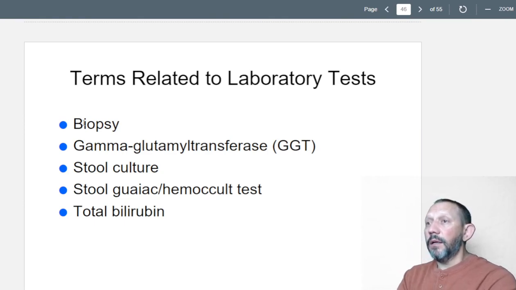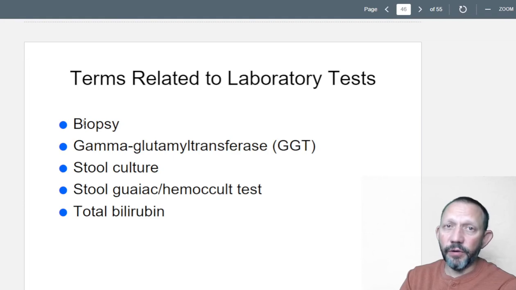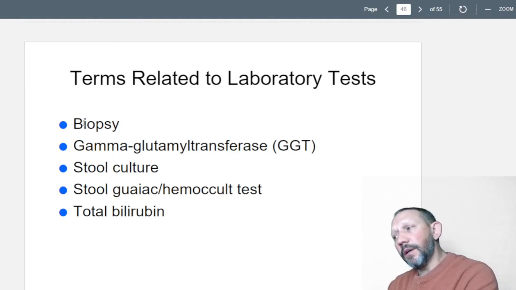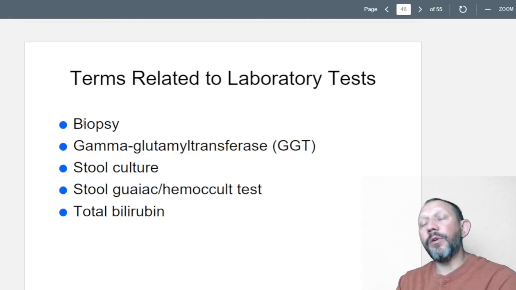GGT, gamma glutamyl transferase, doing tests on the chemicals. Stool cultures: they take some of your poop, and then they see what grows. They see what bacteria grow, if there's fungus that grows, or other things. If those grow, you go, okay, positive, now we know what to treat you with. They don't do them too much.